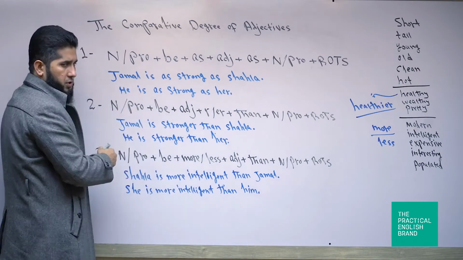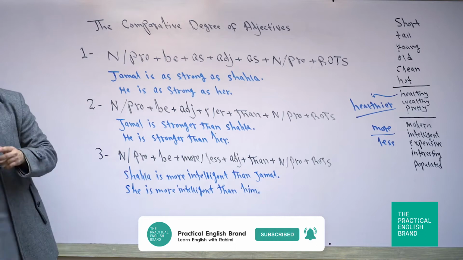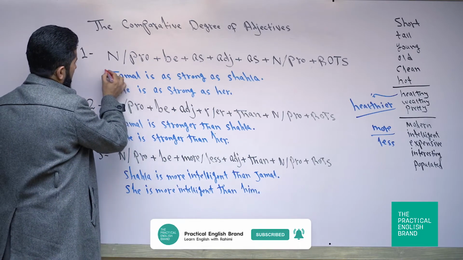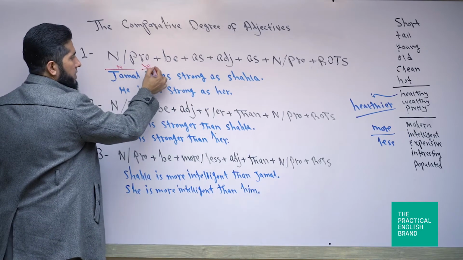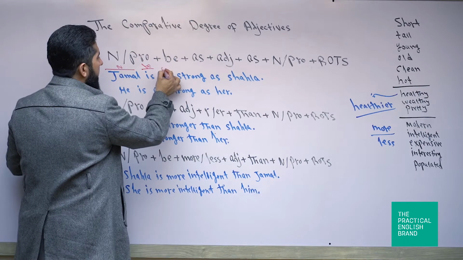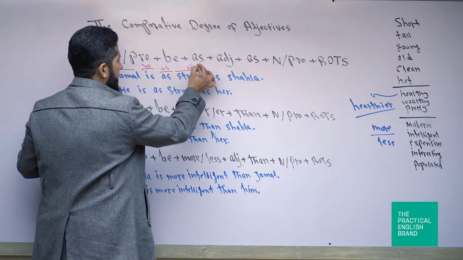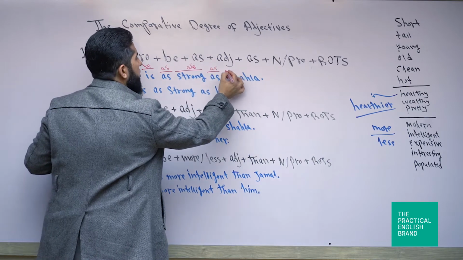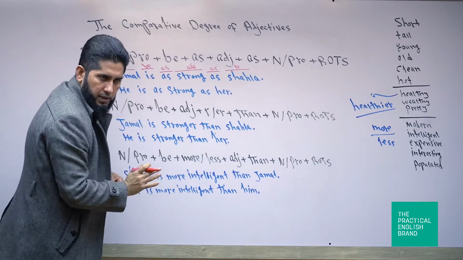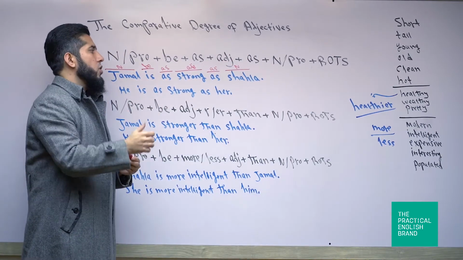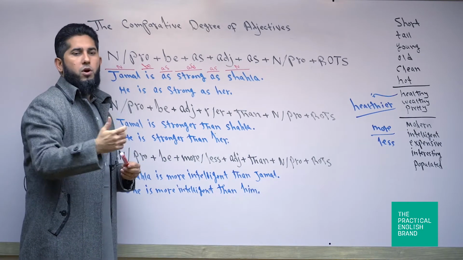So let's match the first example. What is Jamal here according to the structure? It's a noun. And then according to the structure, it is a to be verb, right? And then as, the adverb as. And strong is what? Adjective. And then as, and then Shahla, another noun. If you have anything else, that will be the rest of the sentence. So Jamal is as strong as Shahla. Shahla is as strong as Jamal.